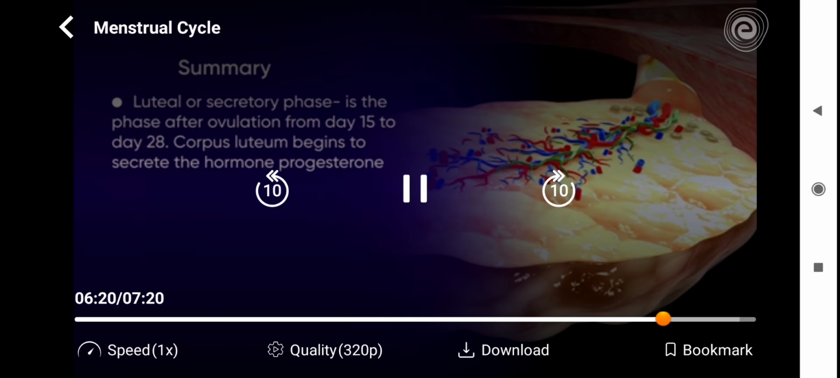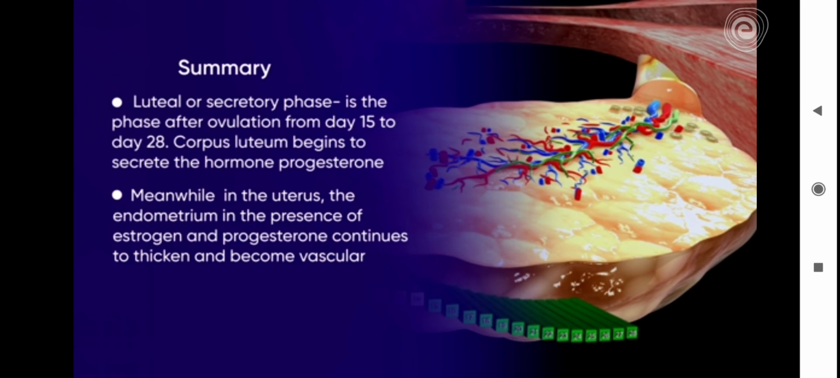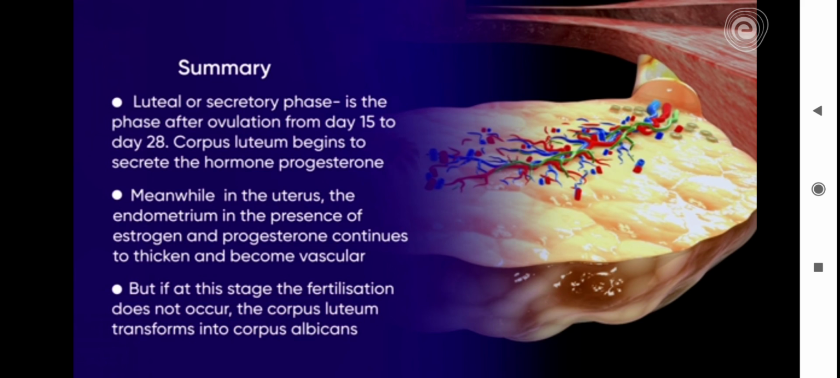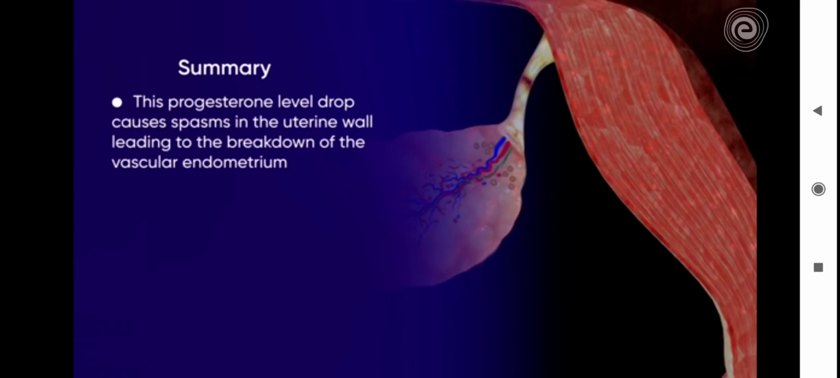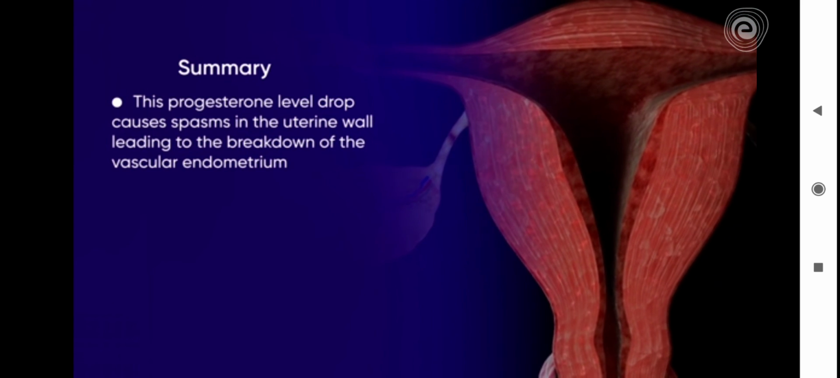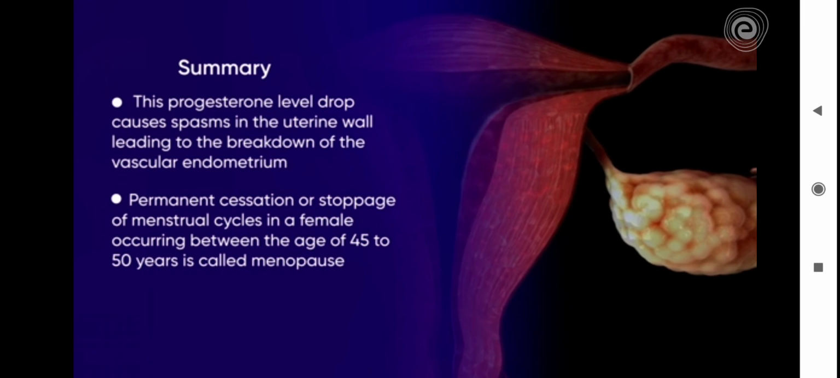Luteal or secretory phase is the phase after ovulation, from day 15 to day 28. Corpus luteum begins to secrete the hormone progesterone. Meanwhile in the uterus, the endometrium in the presence of estrogen and progesterone continues to thicken and become vascular. But if at this stage fertilization does not occur, the corpus luteum transforms into corpus albicans, thus drastically lowering the progesterone level. This progesterone level drop causes spasms in the uterine wall, leading to the breakdown of the vascular endometrium. Permanent cessation or stoppage of menstrual cycles in a female occurring between the age of 45 to 50 years is called menopause.